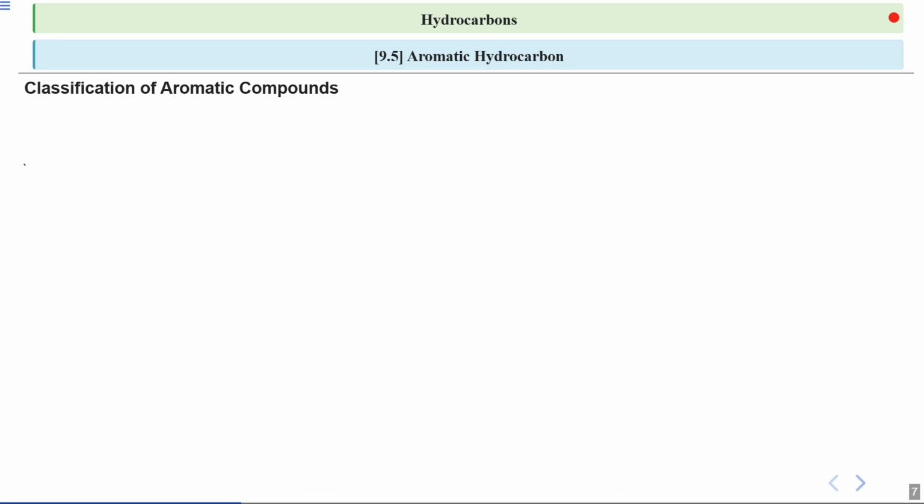Aromatic compounds are a special group of hydrocarbons known for their stability and unique ring structure. We will see that they can be divided into two main categories based on whether or not they contain a benzene ring. The first one is benzenoids. These are aromatic compounds that contain a benzene ring in their structure.